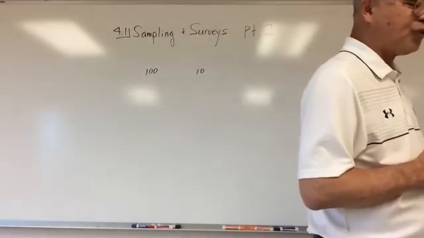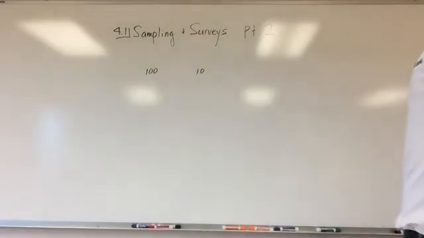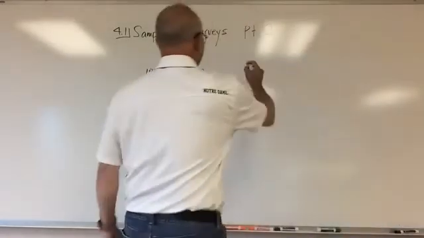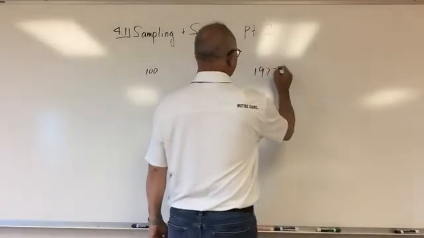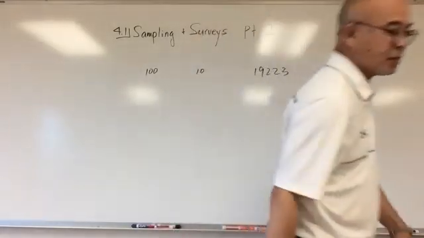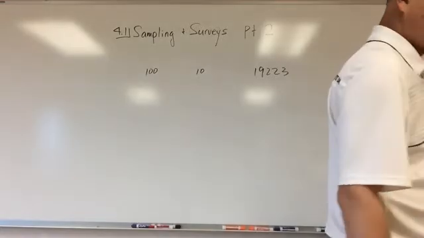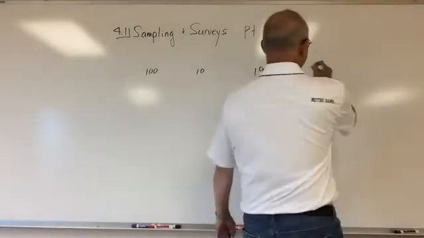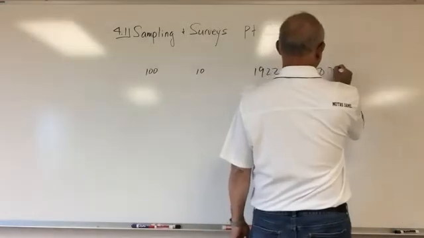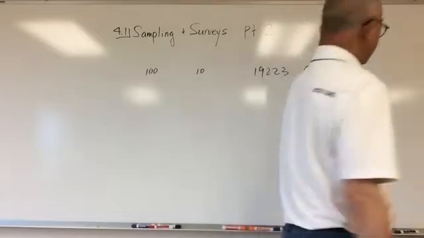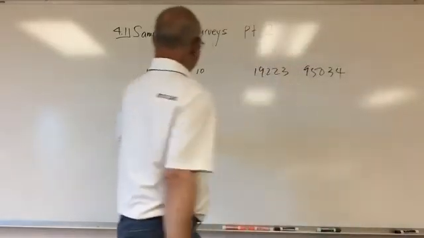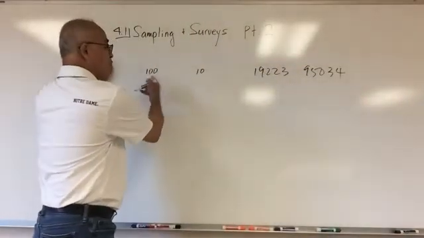19223. 19223, right? So your first numbers are 19223. Then the next numbers are what, Matt? 95034. 95034, okay, right? So you want numbers from between 1 through 100, okay?